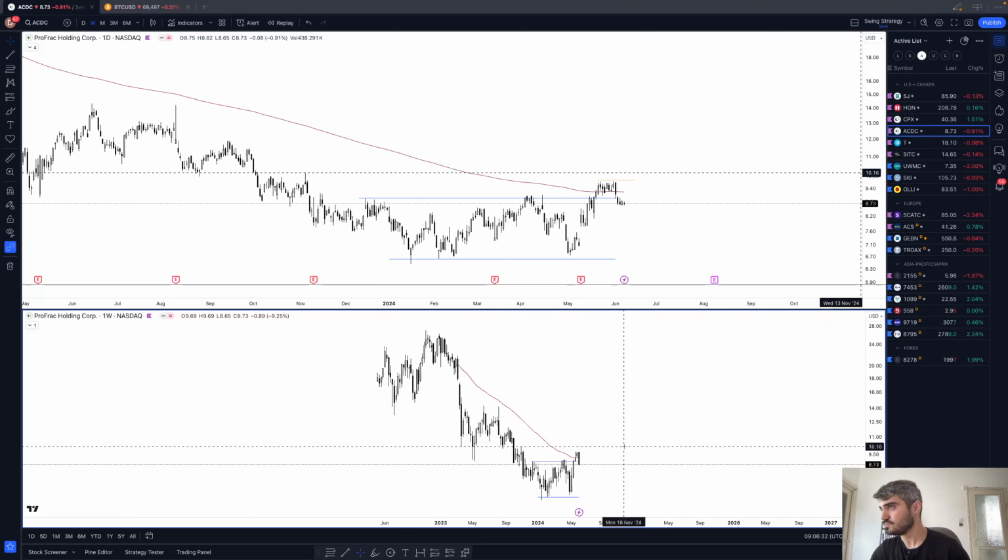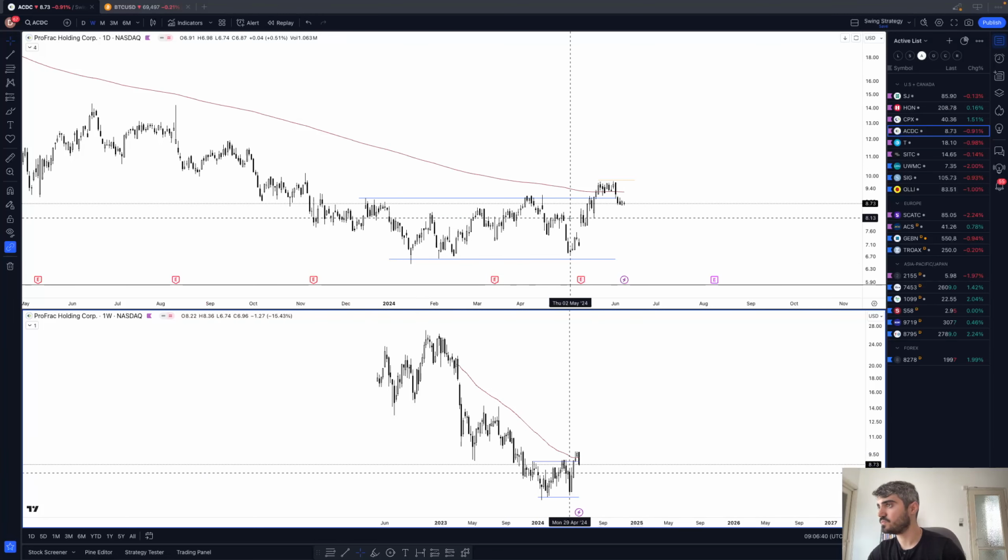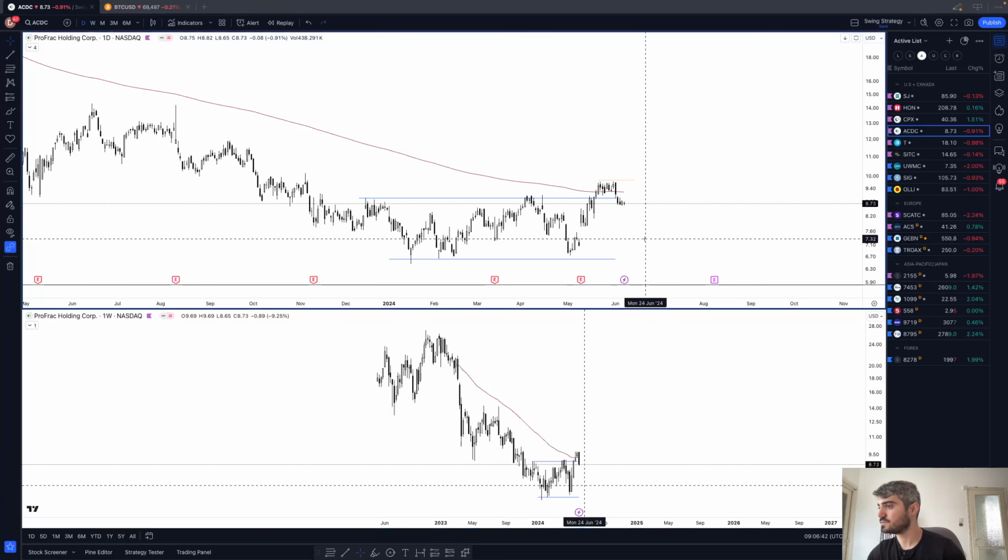ACDC, closing back within pattern boundary. Okay, I leave it for a bit in the active list. Maybe we'll see another push higher. Okay.